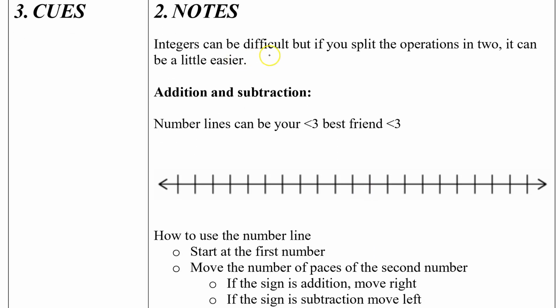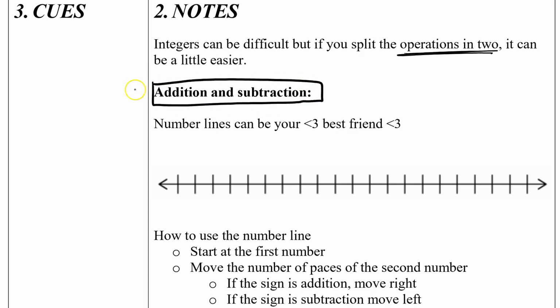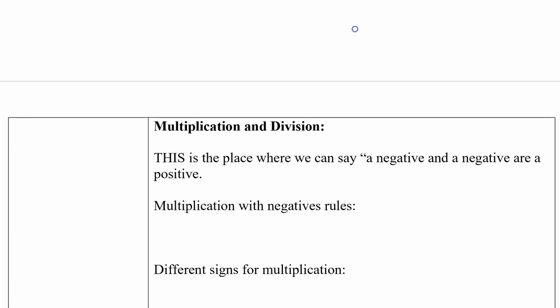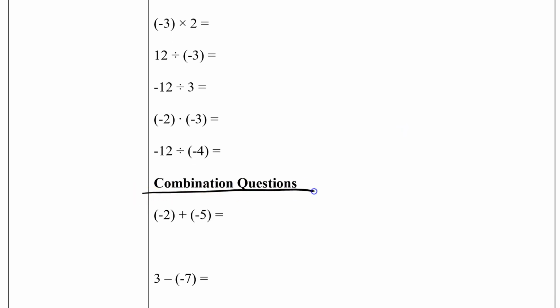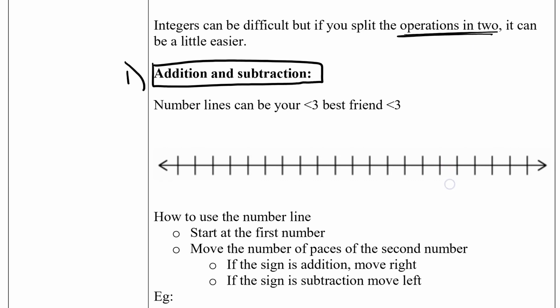So, integers can be difficult, but if you split the operations in two, it can be a little easier. When I say split it in two, I'm saying, okay, group one is adding and subtracting. If you just flip over to the other side, we have multiplication and division as our second split. We're going to also talk about combination questions, combining multiplication, division, addition and subtraction, all in one, not in a BEDMAS way, but you'll see what I mean by that. So that's our third section. But when we go up to the top here, let's just focus on addition and subtraction.